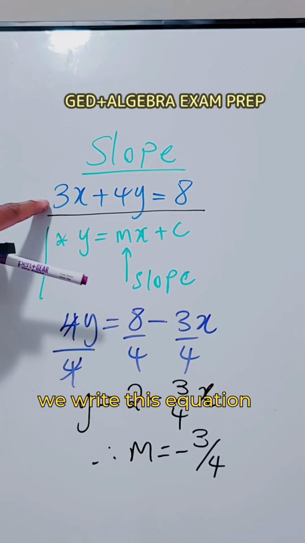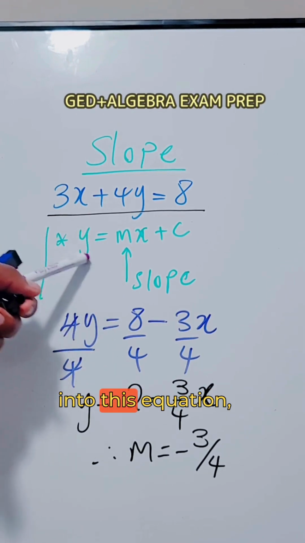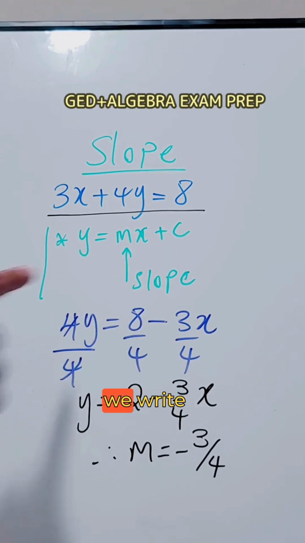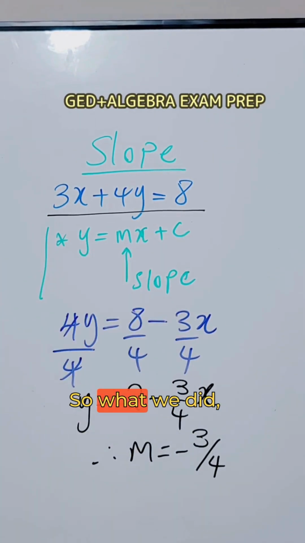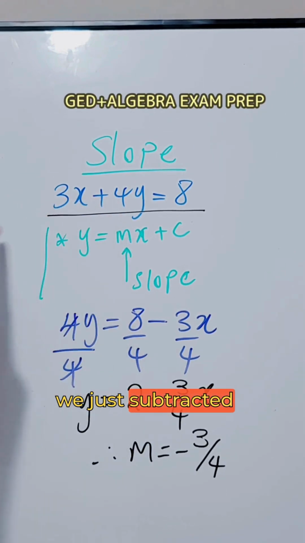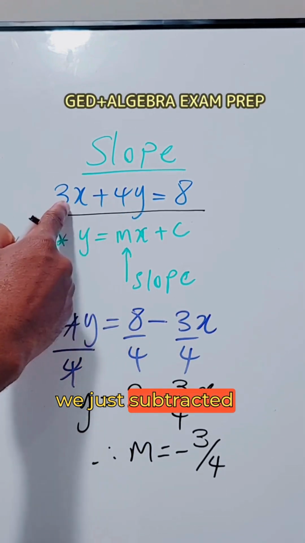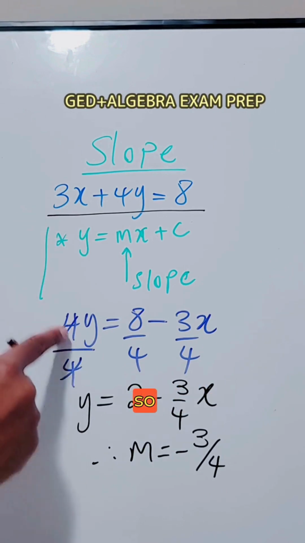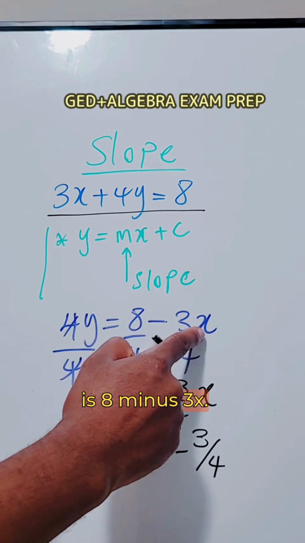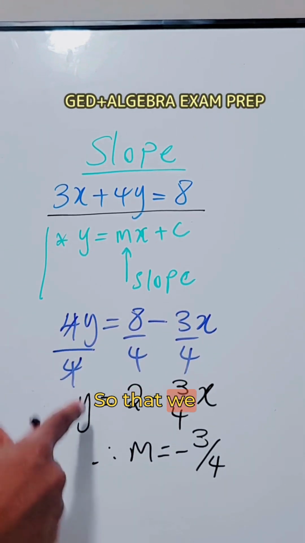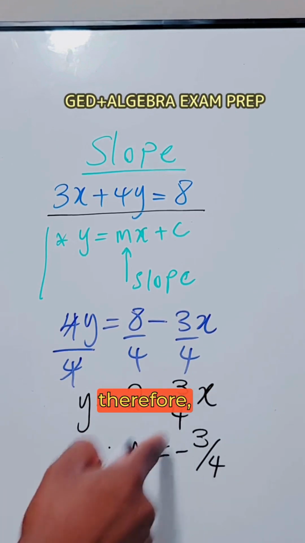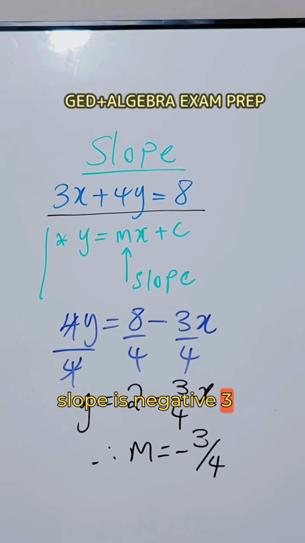So what we do, we rewrite this equation into this equation, right? We write it in the form of y is mx plus c. So what we did, we just subtracted 3x from both sides, so that we have 4y is 8 minus 3x. Then we divide throughout by 4, so that we have this expression. Therefore, our slope is negative 3 over 4.